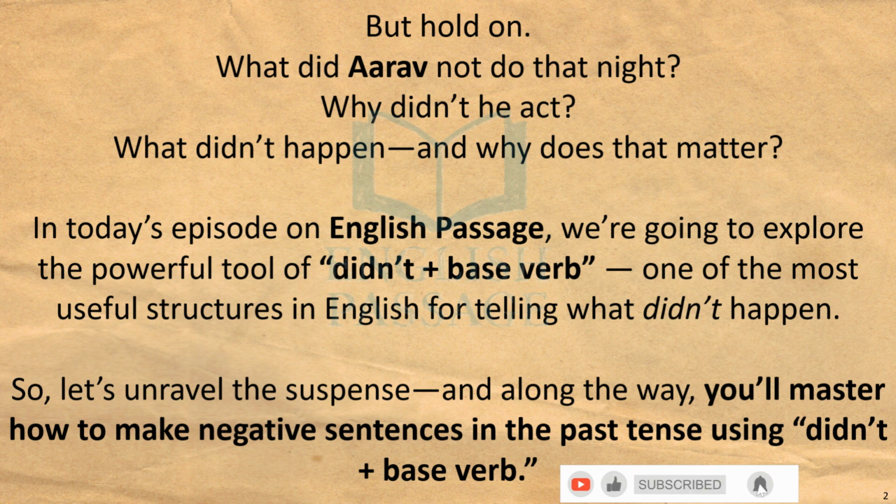In today's episode on English Passage, we're going to explore the powerful tool of didn't plus base verb, one of the most useful structures in English for telling what didn't happen. So, let's unravel the suspense, and along the way, you'll master how to make negative sentences in the past tense using didn't plus base verb.